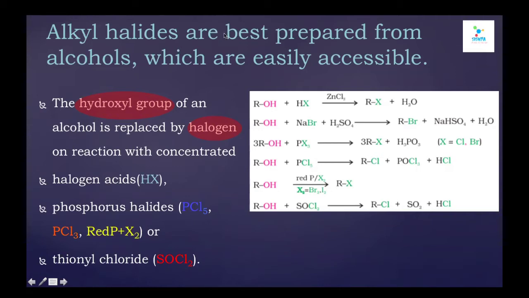As I have already mentioned initially, the reagents will be either haloacids, phosphorus trichloride, or phosphorus halides, including PCl5, then PCl3, and red phosphorus and halide, and the thionyl chloride, that is SOCl2. So you have to remember the names of the acids as well as the halides, what thionyl chloride means, and what the symbol of thionyl chloride is. You have to remember these 4 points. Okay.